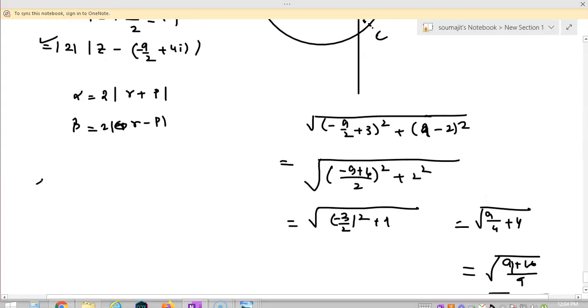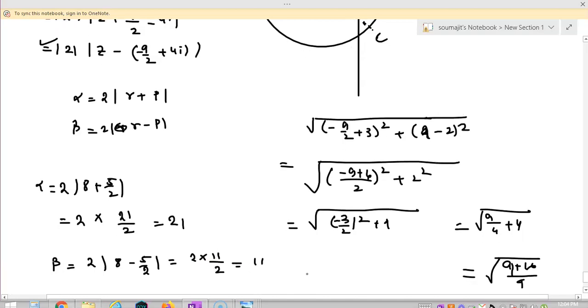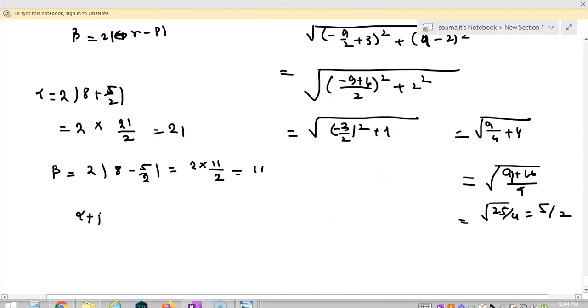Now alpha is equal to 2 times (radius r = 8 plus the value of p = 5/2). So this is 2 into (16 + 5)/2, which is 21. And beta is equal to 2 into (8 - 5/2). So this is 2 into (16 - 5)/2, which is 11. Okay. Now we have to find the value of alpha plus beta. Alpha plus beta is equal to 21 + 11, which is equal to 32. Right?